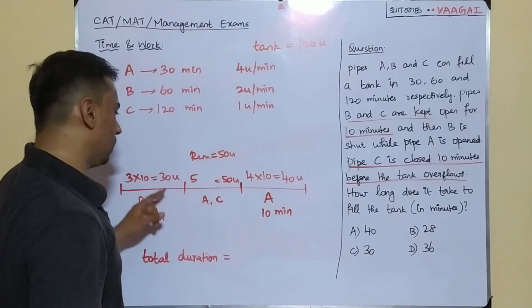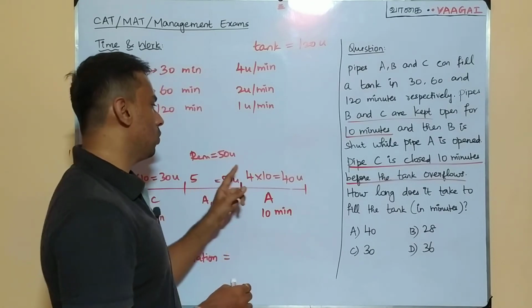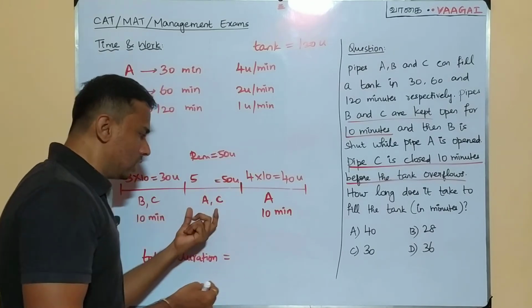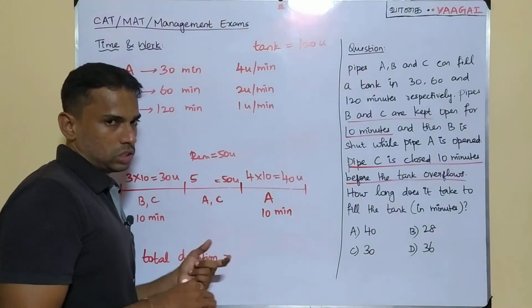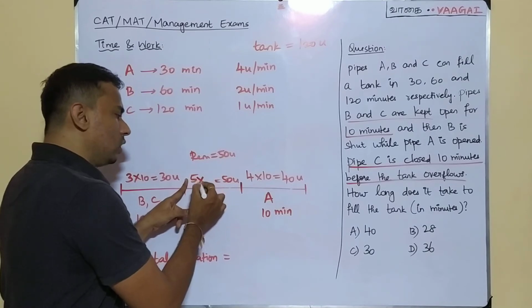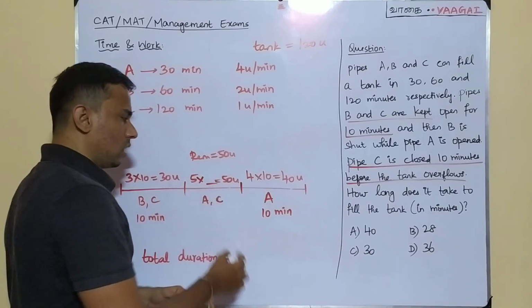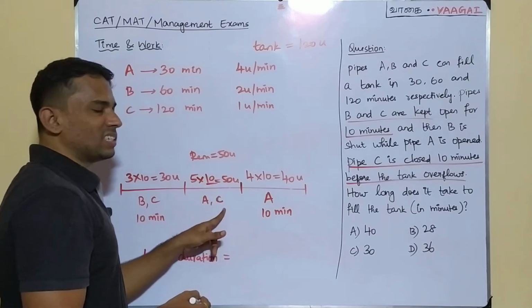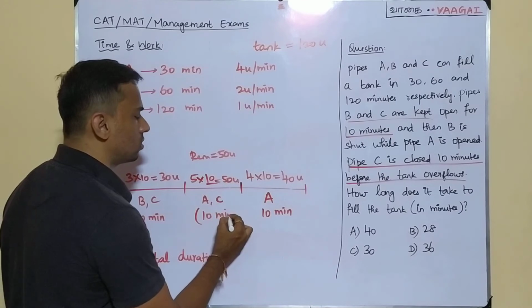Is it not? It's easy for us to calculate, right? 30 plus 40 is 70. 70 you have to subtract from 120, you get 50. So that means this middle part, A and C together, they fill this 50 units. This is what we can understand. So we know the combined efficiency is 5. So 5 into what number will give you 50? It's easy, right? 10. So that means A and C are going to be active for another 10 minutes.